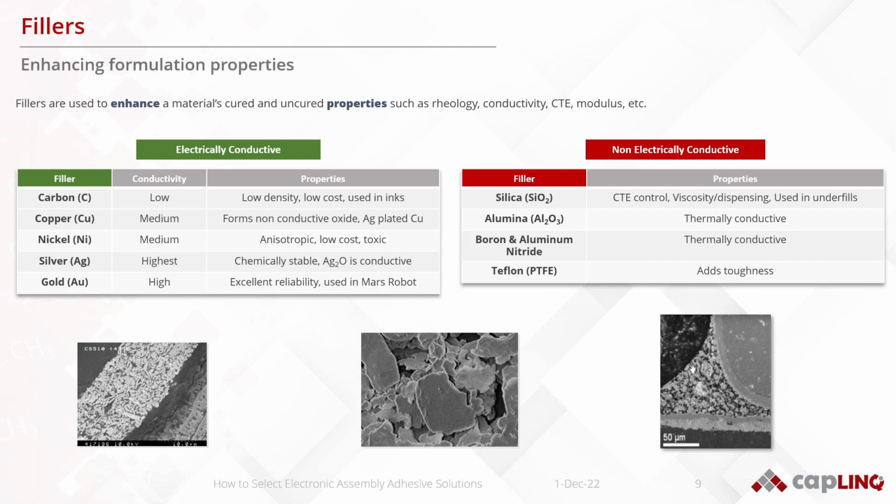For the non-electrically conductive filler types that you could use, the most common one is definitely silica. These fillers are used, for instance, for CTE control, but also for the viscosity or thixotropy of your materials. If you want a somewhat higher thermal conductivity of your non-conductive adhesive, you could use, for instance, aluminum nitride or boron nitride. And if you want some toughness in your formulation, you could add, for instance, Teflon.